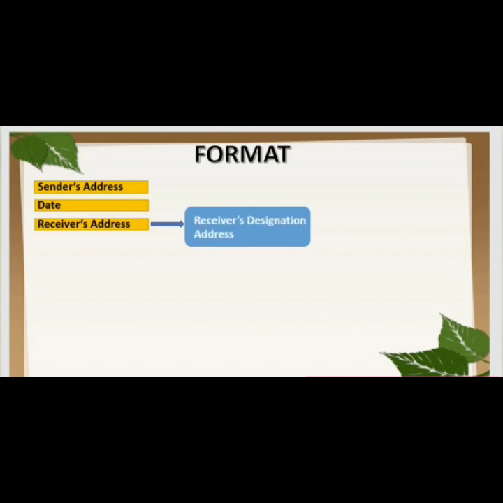Leave one line and then write the date like it should be written like 14th August 2020 and not like 14/08/2020. Next, after date, leave one line and write the address of the recipient as given in the box. First of all, write the recipient's designation and in the next line, receiver's address. Then leave one line and write salutation.